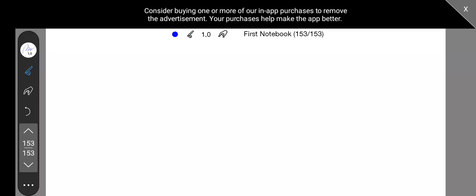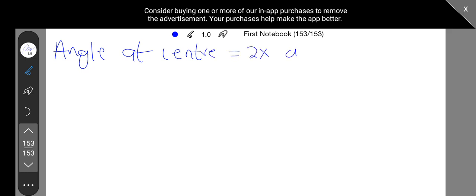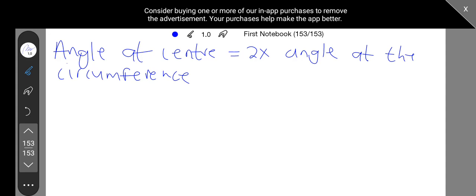In this lesson, we'll be going through another theorem which says that an angle at the center is 2 times the angle at the circumference. So, the angle at center is equal to 2 times the angle at the circumference. So, what does this mean?